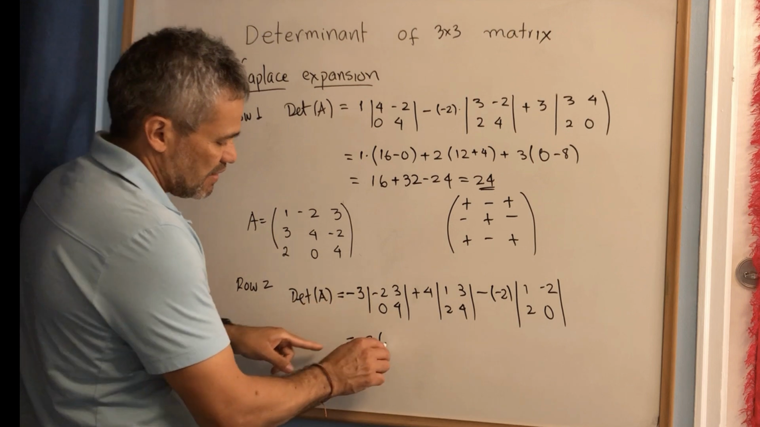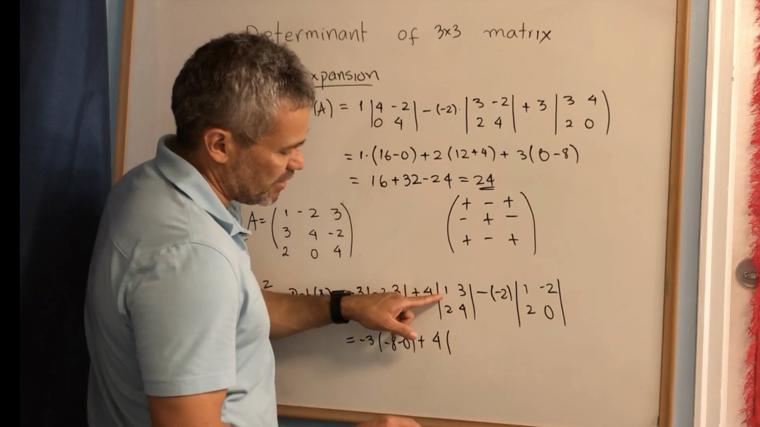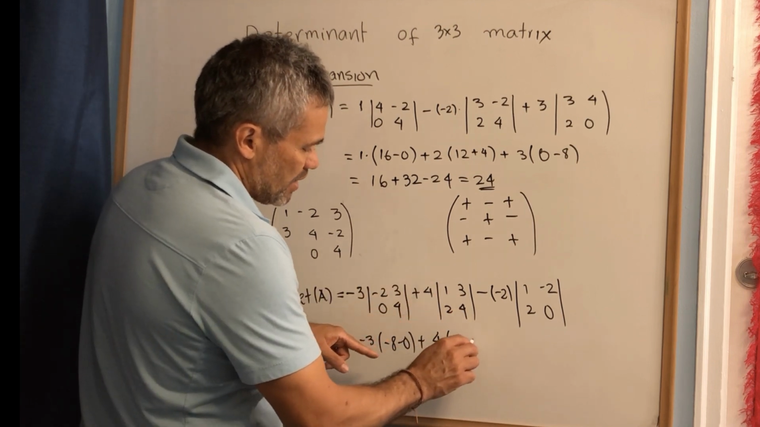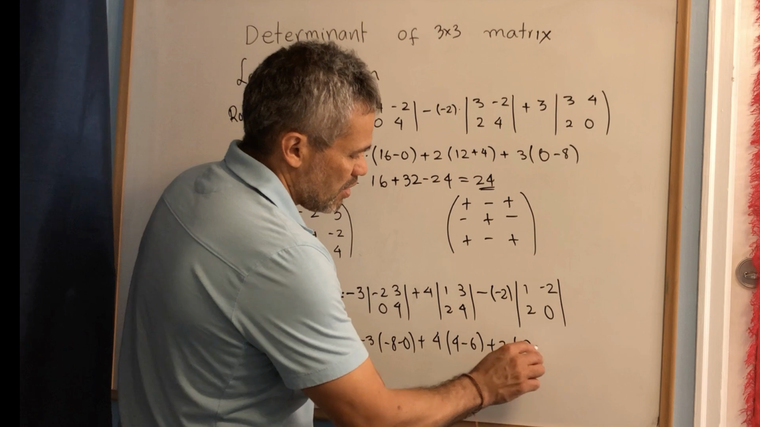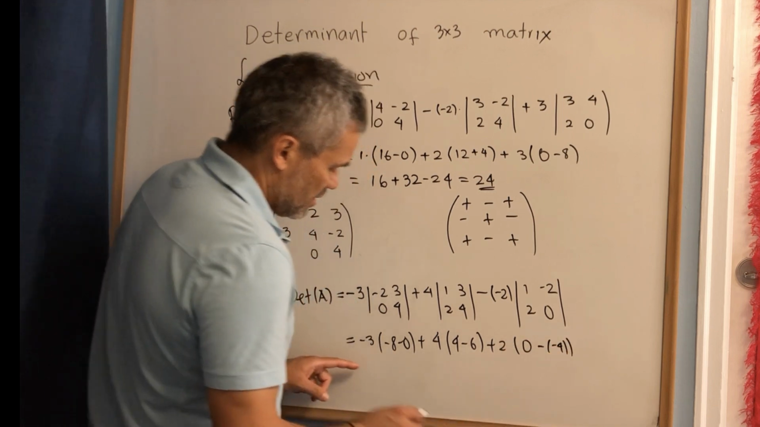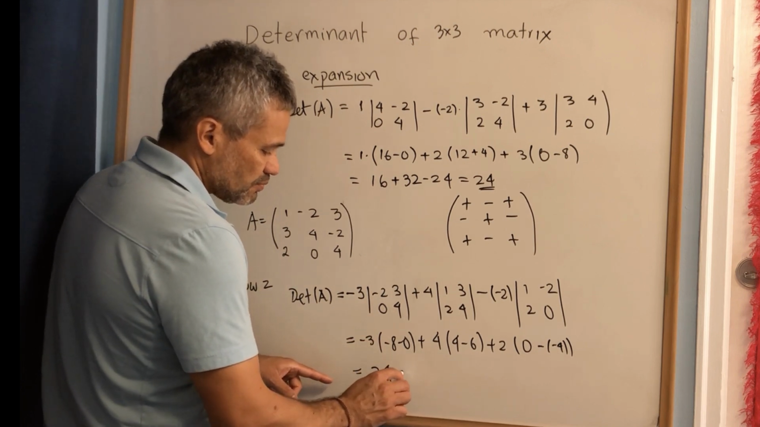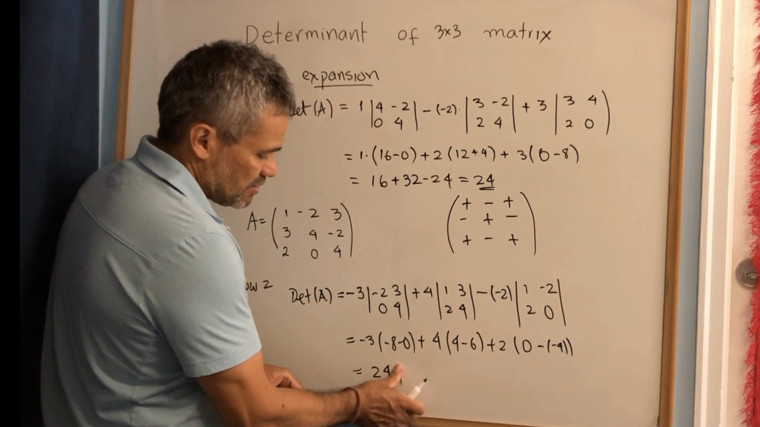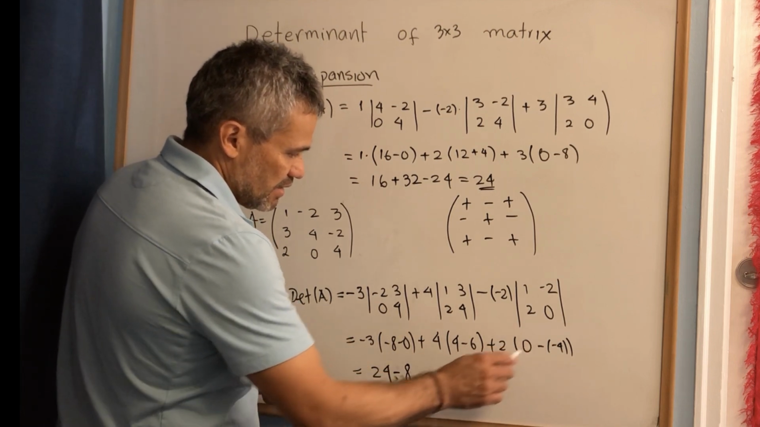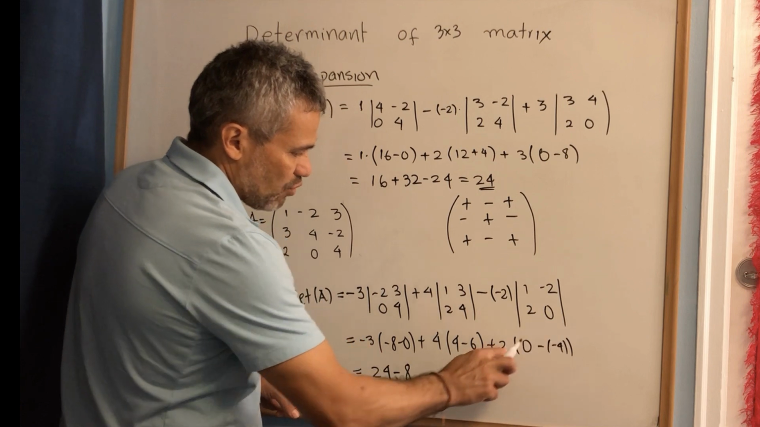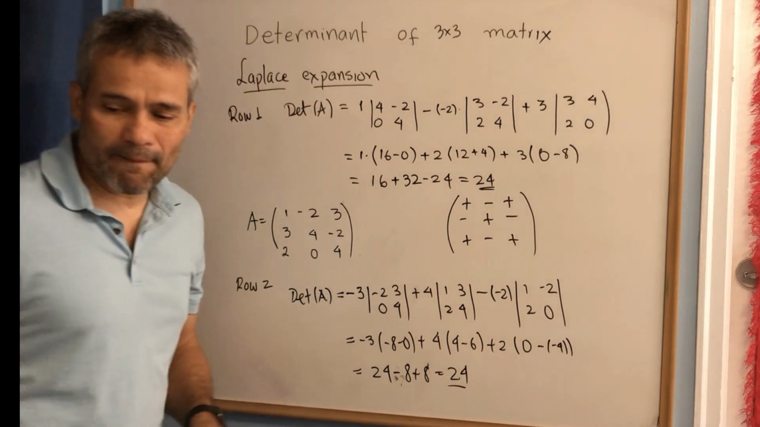This determinant is negative 8 minus 0 plus 4 times this determinant, which is 4 minus 6 plus 2 times this determinant, which is 0 minus negative 4. And then we end up with negative 3 times negative 8 is positive 24, plus, minus, because here we have negative 2 times 4 is minus 8. And then here, this is 4 times 2 is plus 8, which is equal to, again, 24.